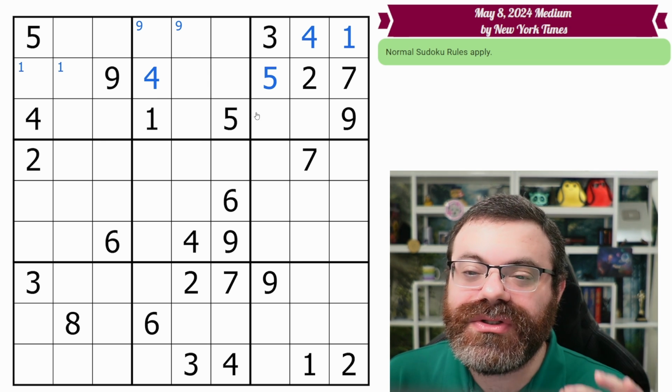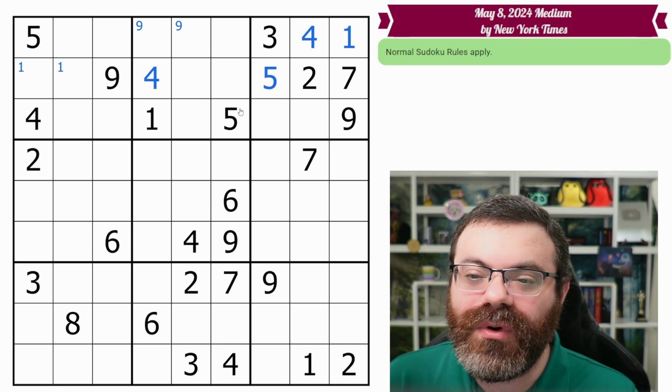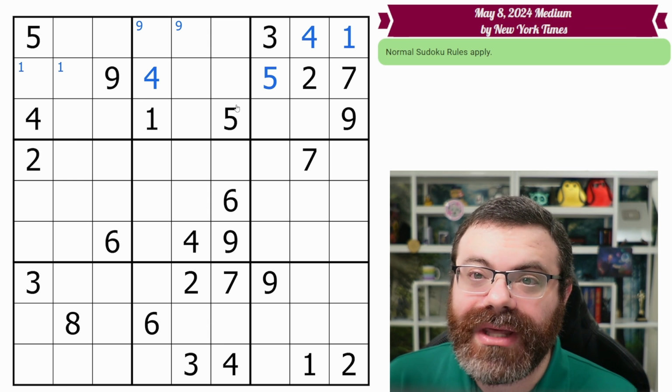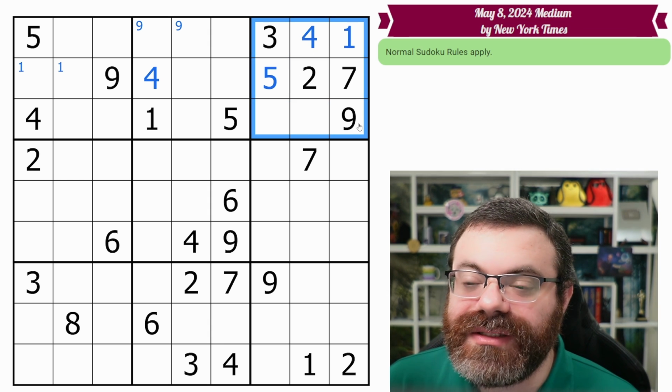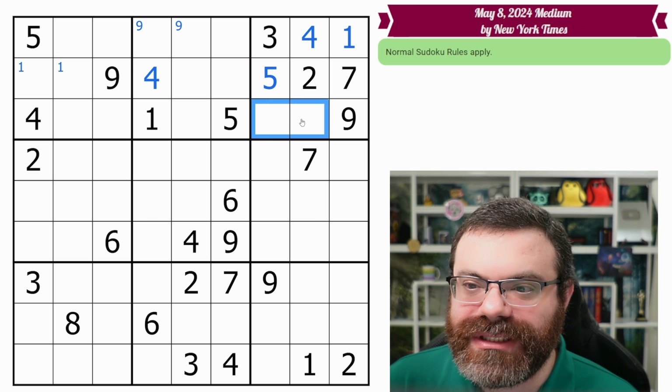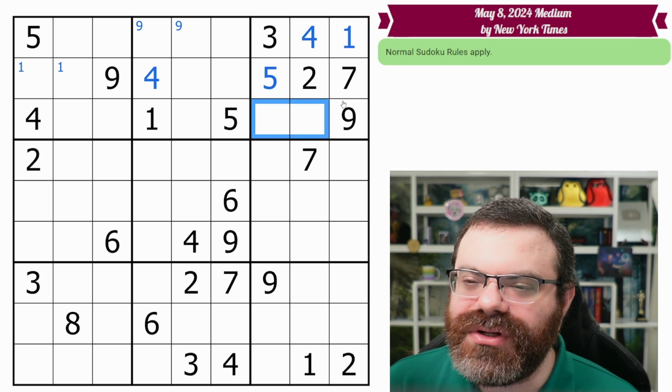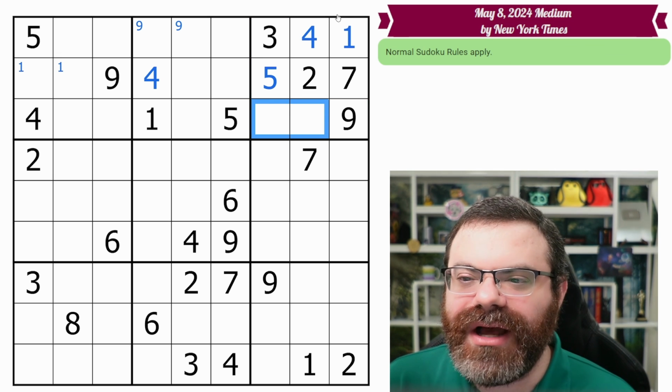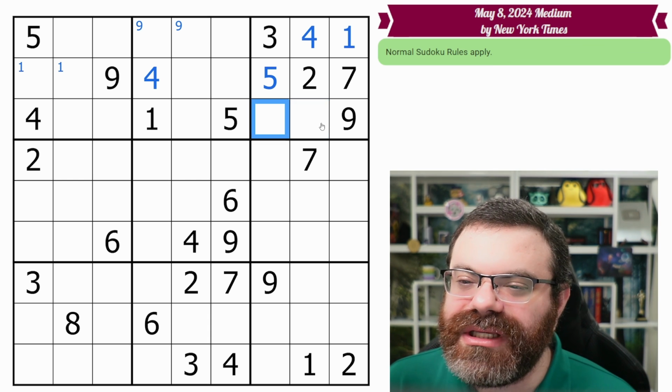We're looking for rows or boxes that have been reduced to 4 or fewer open cells. The fewer, the better. So I'm going to start with the fewest. This box has been reduced to 2 open cells. So if you think about it, that means there's only 2 digits that are missing from this box that need to be placed, and they're going to go in these 2 cells.